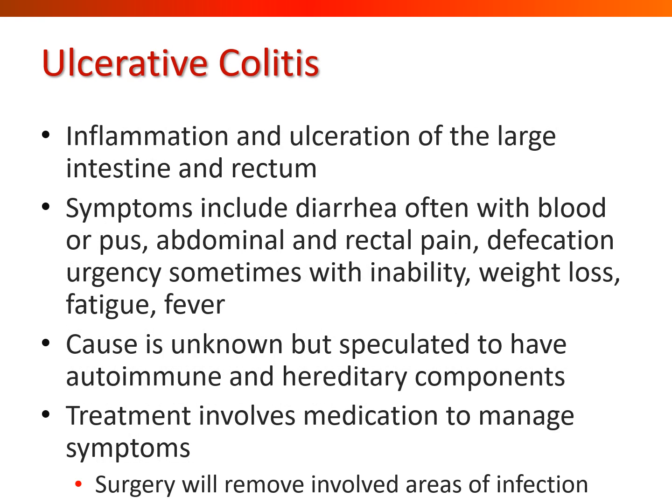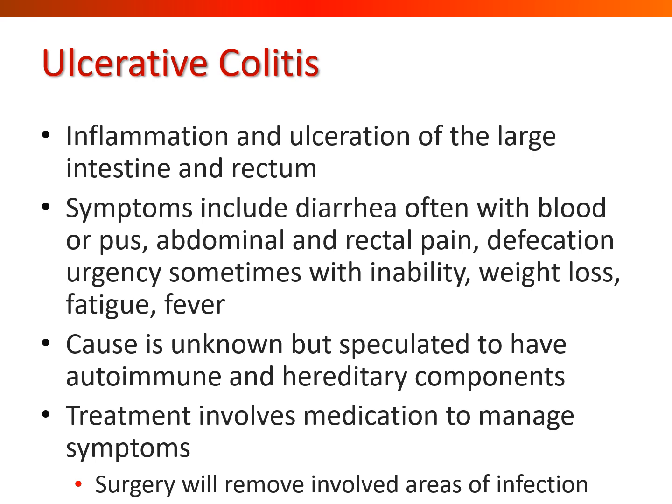Ulcerative colitis is an inflammation and ulceration of the large intestine and the rectum. This patient will have diarrhea, often with blood or pus in the stool or the fluid. There's going to be a lot of abdominal and rectal pain because of the cramping and the ulceration. This patient often has defecation urgency and may lack the ability to actually hold the stool because of that urgency.